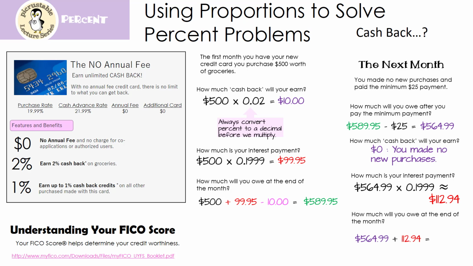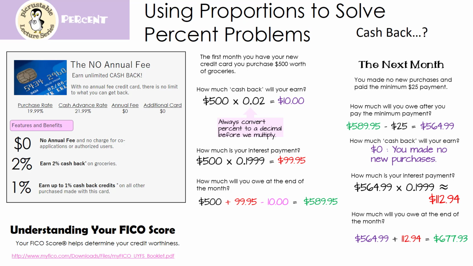Well, you're going to take the $564.99 plus your interest payment, $112.94, for a grand total of $677.93. Yes, that is what you owe for taking out $500 last month in groceries. So the next time you see one of those really cool commercials and they're all about, oh, 2% back or 1% back, you'll know better. You'll be a great consumer because you realize that isn't really much money.